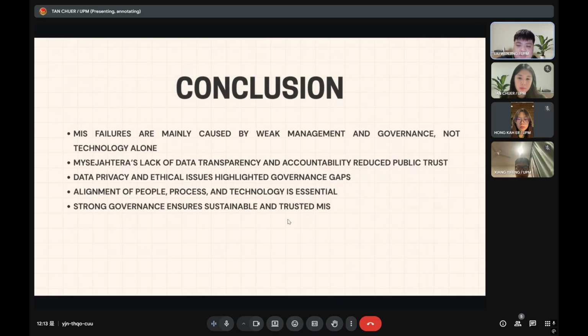Okay, so this is the last part, the conclusion. MIS failures are mainly caused by weak management and governance, not the technology alone. Lack of data transparency and accountability reduces public trust, and the data provenance and ethical issues highlighted the governance gaps. Alignment of people, process, and technology is essential. Strong governance ensures a sustainable and trusted MIS.